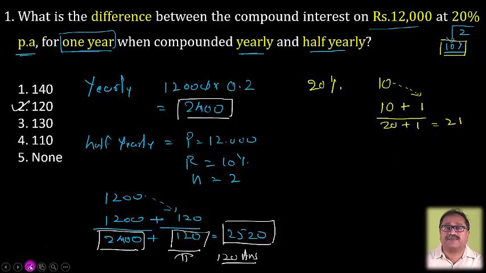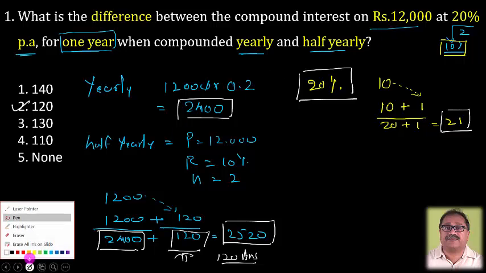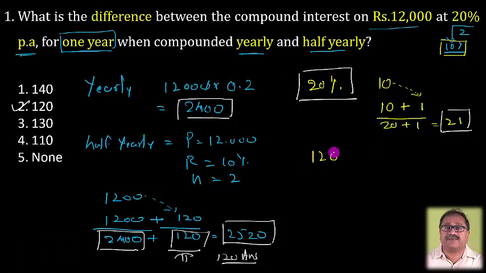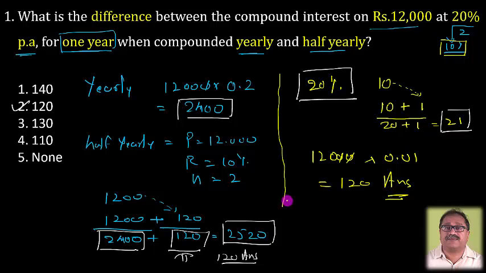So what is the total difference in the interest? If compounded yearly, it is 20%. If compounded half yearly, it is 21%. That means the difference is 1%. 1% of what? 1% of the principal, which is 12,000. So I will simply calculate 1% of 12,000. This is 12,000 and 1% is nothing but 0.01. So as 2 zeros get cancelled, 120. This should be my answer. So here also we got the same 120. So I request you to follow the second method, not the first one.